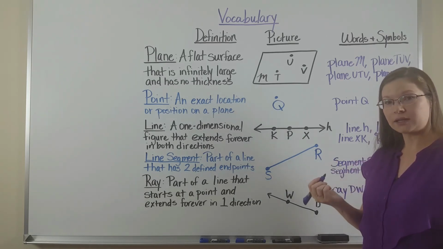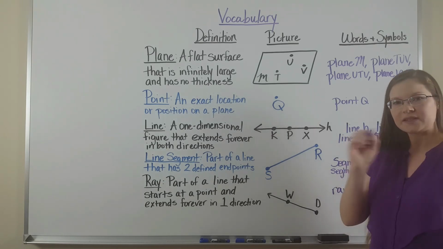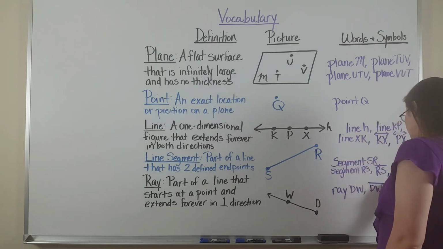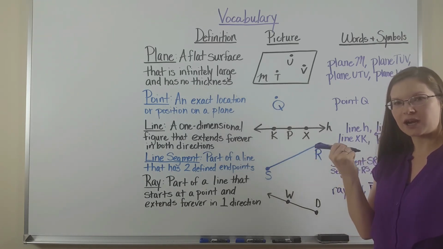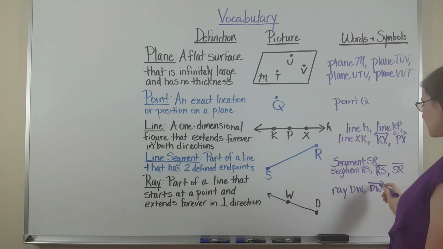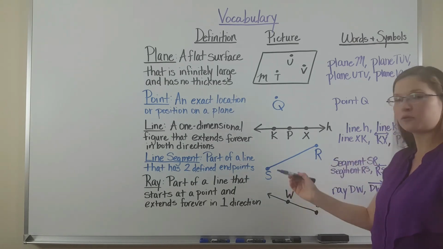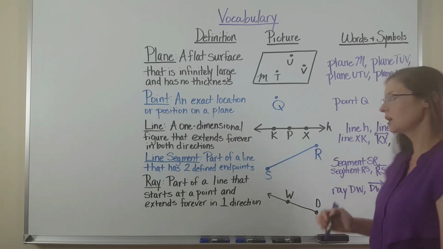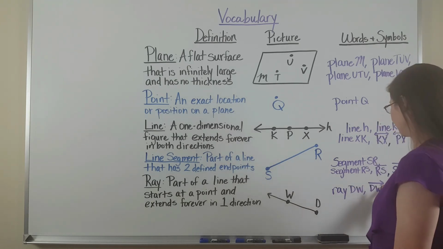Or symbolically, we'd write down capital D, capital W, and we put the symbol for a ray on top. And the symbol for a ray is just an arrow that points to the right. Symbolically, we always use an arrow that points to the right, even if the ray points the other way. We always use this arrow pointing to the right.